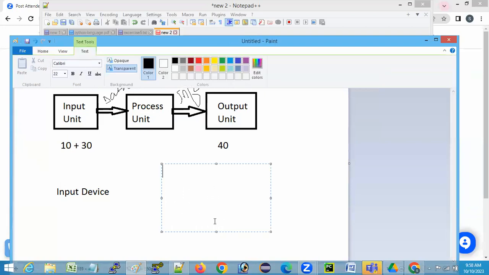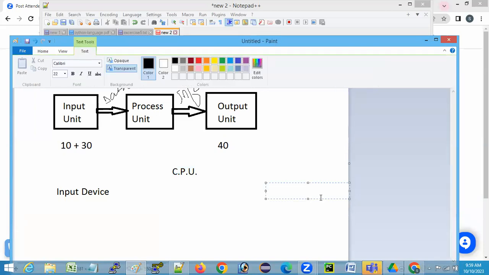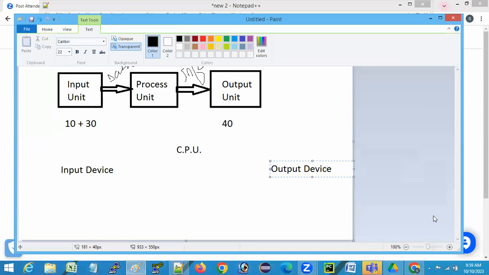Then we have a CPU. I think you are aware of this one. Are you aware of this? Yes, guys, give me the response. CPU. And then we have an output device.